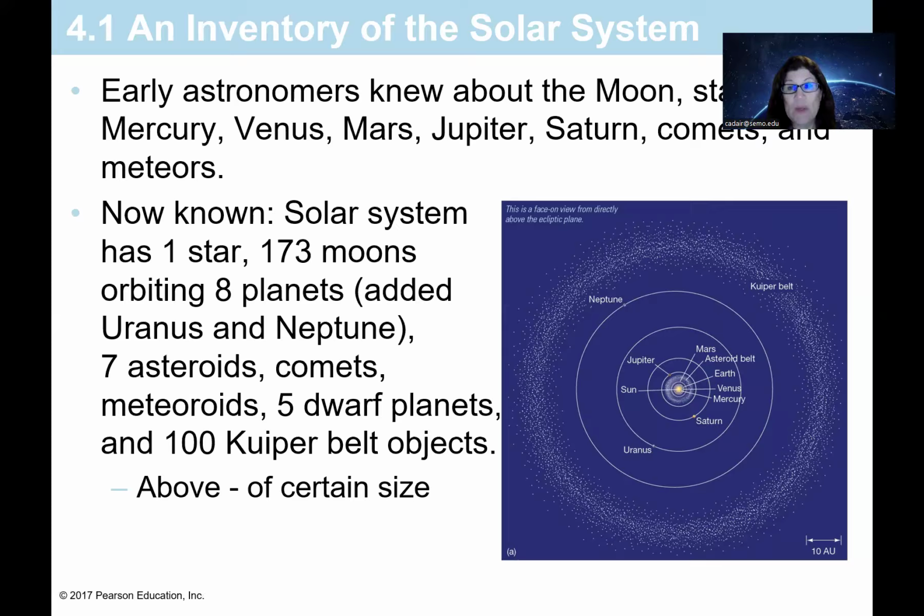Now we know that the solar system has one star and at least 173 moons orbiting 8 planets. We added Uranus and Neptune. Of course, we added Pluto for a while and then it got demoted. We've got 7 asteroids that are rather large, I should say. We've got millions of asteroids, comets, meteoroids, 5 dwarf planets that we've discovered so far, and over 100 Kuiper Belt objects. And those numbers are for objects above a certain size.